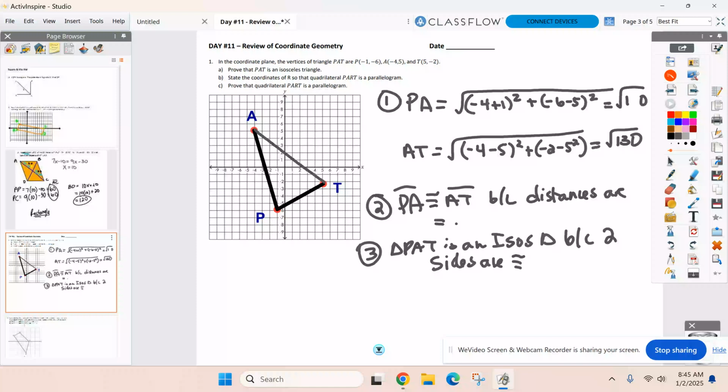So look at the slope of PT right now. Go up and over for me. Tell me what the slope of PT is. Up and over how many? Rise over run.